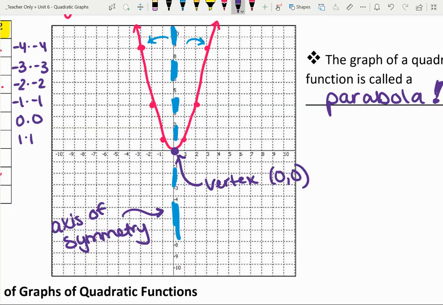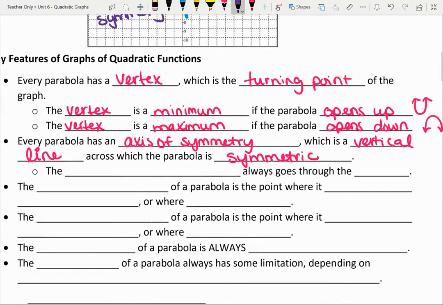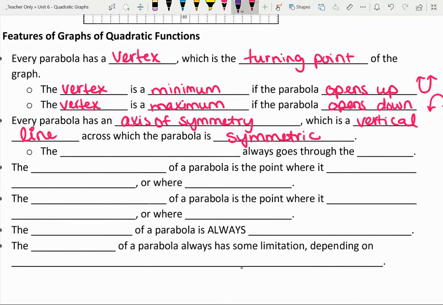Now, you'll notice that the axis of symmetry goes right through the vertex, and that's always going to be the case. I'm going to make a note of that because that's going to be really helpful in the future. The axis of symmetry always goes through the vertex.